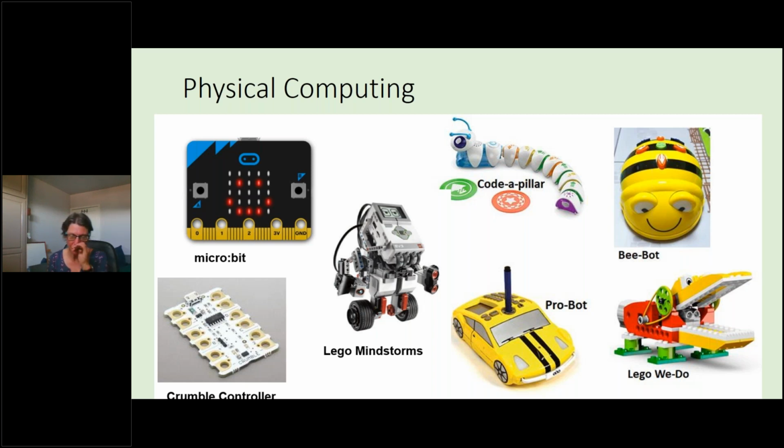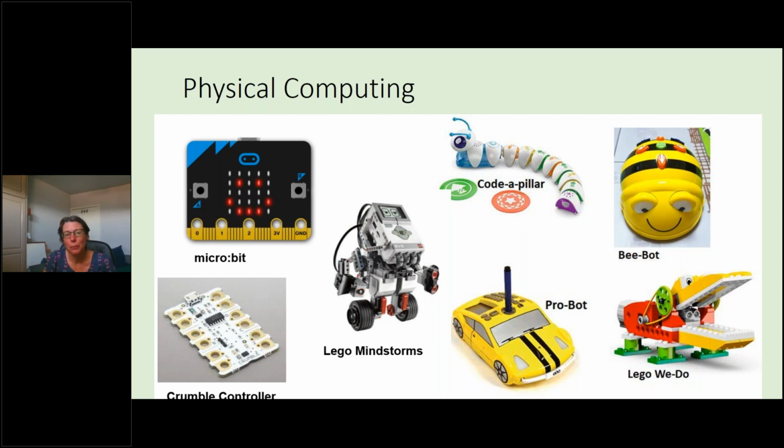The Probot is the next step up from that. The Probot has a little screen, and it still has the Bbot commands, but you can add repeats. It has sensors, so it has a front bumper and a back bumper, and you can draw pictures, and it has a sound sensor and a light sensor, and that's really good for extending learning, but around a very familiar kind of bit of kit. If you can afford it, the Lego stuff is fantastic, the Lego WeDo, and then the Mindstorms.